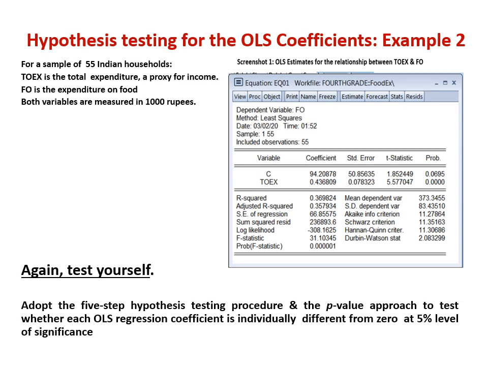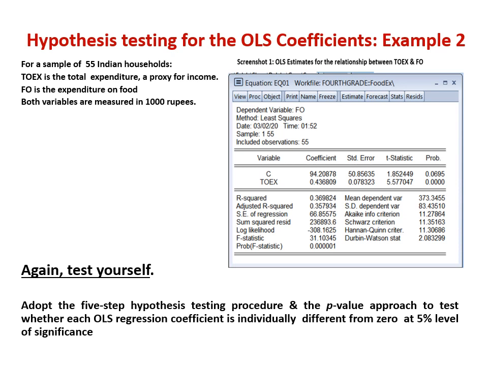Here, we are going to employ the p-value approach to test for the significance of the OLS regression coefficients. Screenshot 1 shows the OLS estimates for the relationship between the expenditure on food and the total expenditure of a sample of 55 Indian households in the year 1994. Both variables are measured in thousands of rupees. It is worth mentioning that the total expenditure is used as a proxy for income.